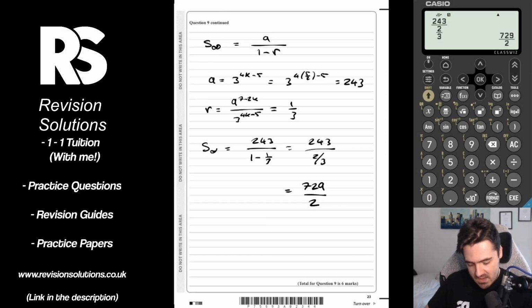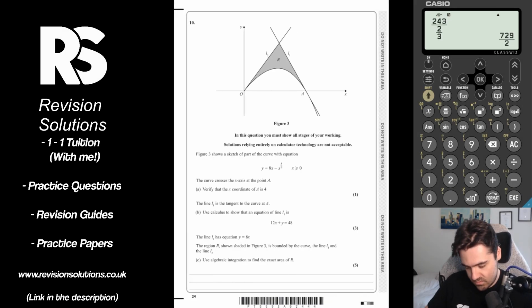Moving on to question 11, sorry, question 10. We've got the sketch, and it says figure 3 shows the sketch of the curve. The curve crosses the x-axis at point A. Verify that the x-coordinate of A is 4. So verify means we can plug in 4 and it should come out as y equals 0.